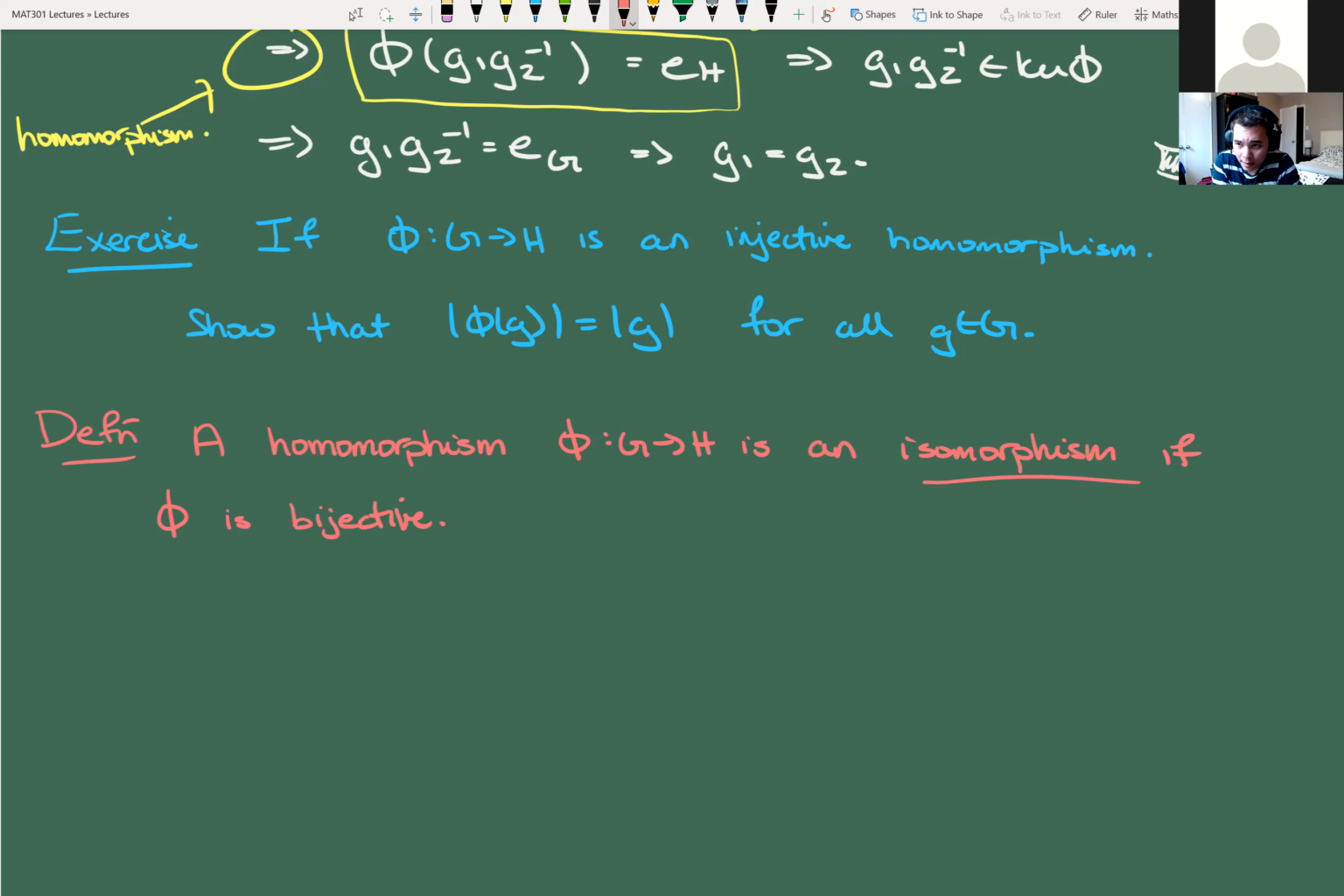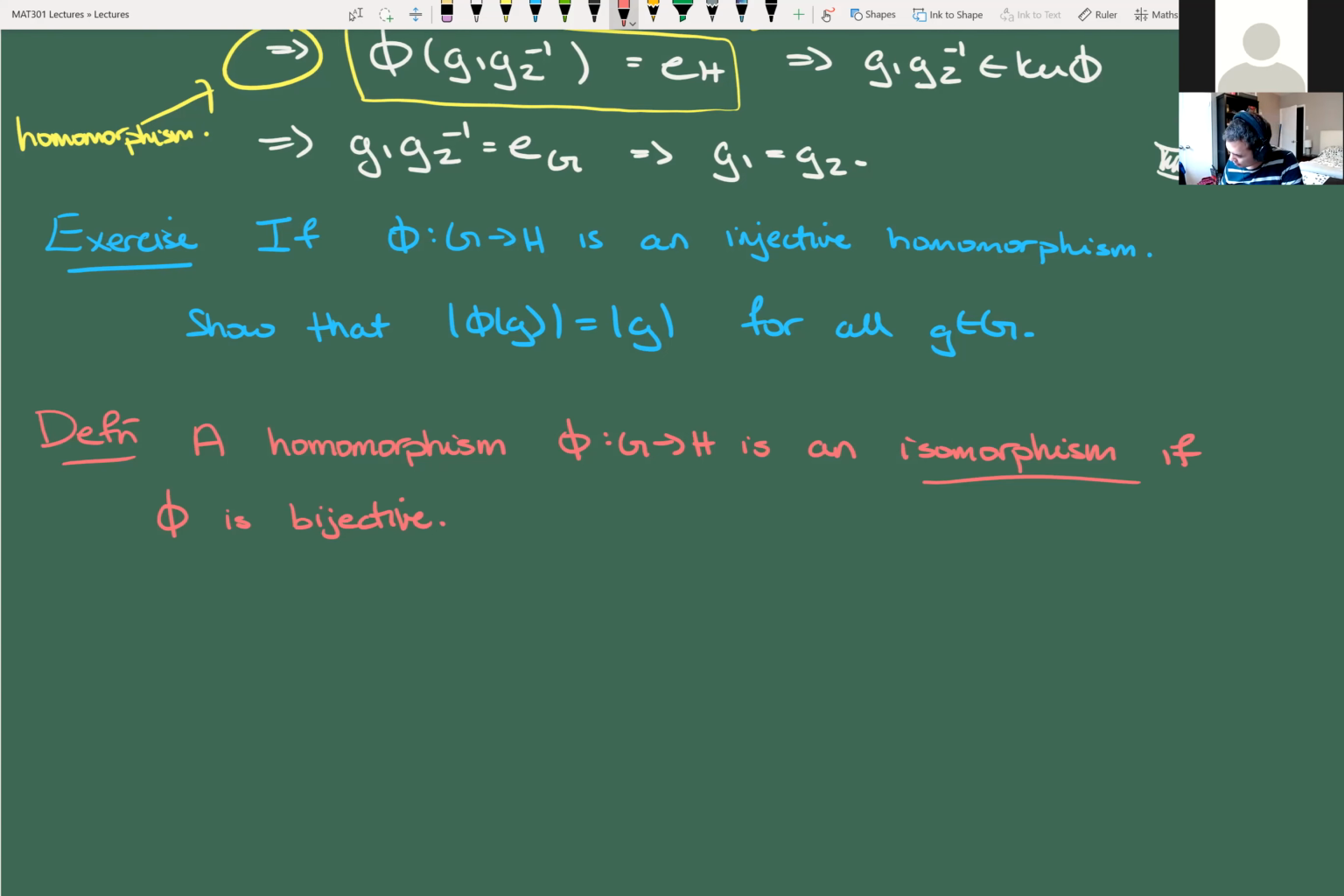Now, what I hate about this definition is that it doesn't tell you what's going on. What I basically want to be able to do is say, look, these two groups are actually exactly the same thing. Okay, they might be written in a slightly different way, but they are secretly exactly the same thing.